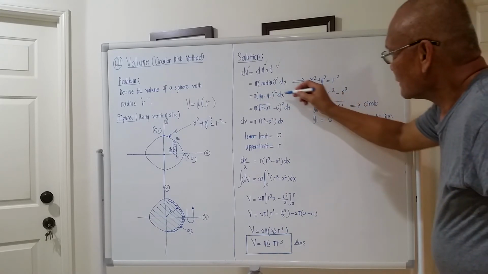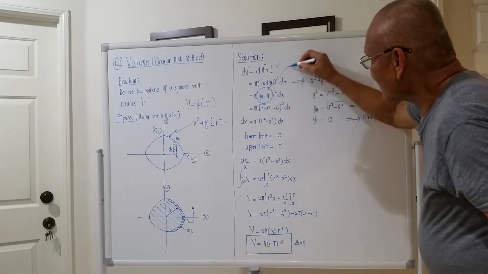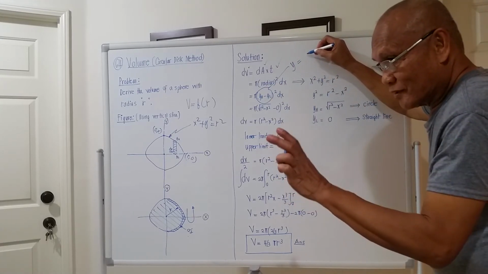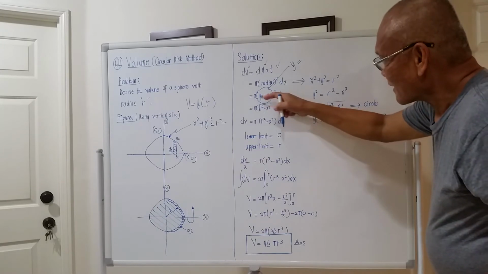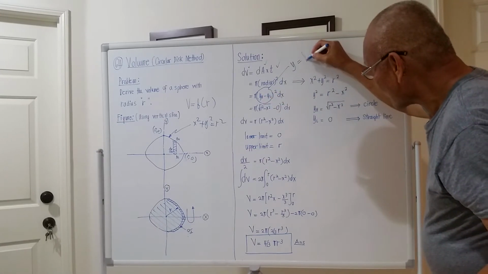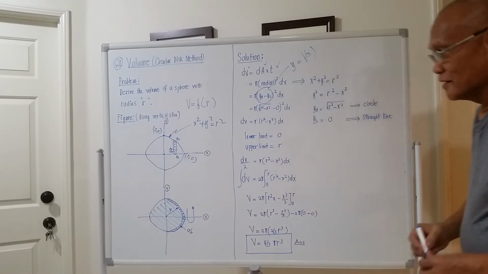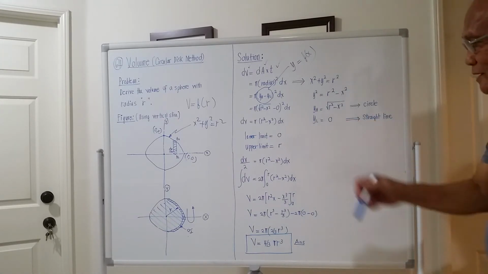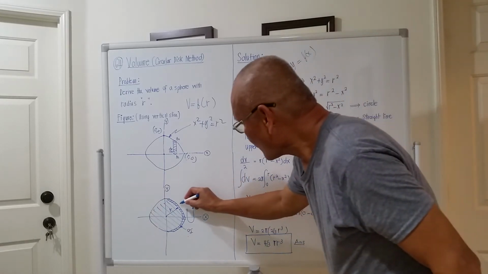Okay, these are y's, right? So we also have to get the relation of these y's here, y higher and y lower, as a function of x. Okay? Y higher is actually the equation of the circle.